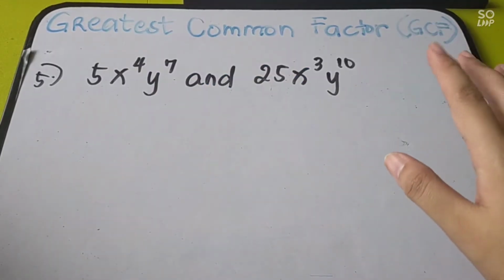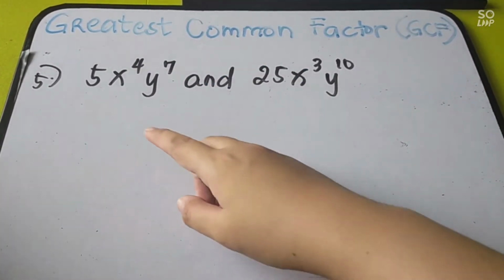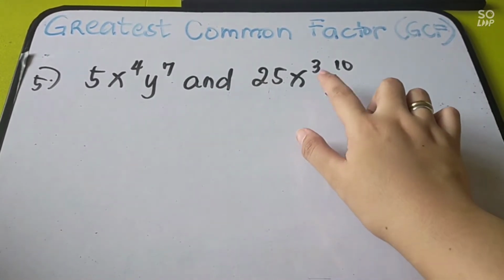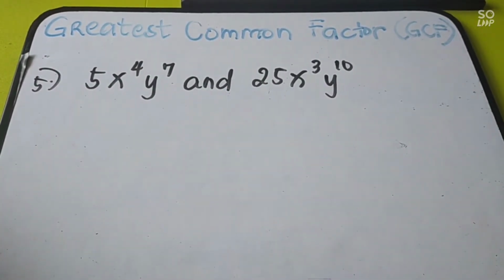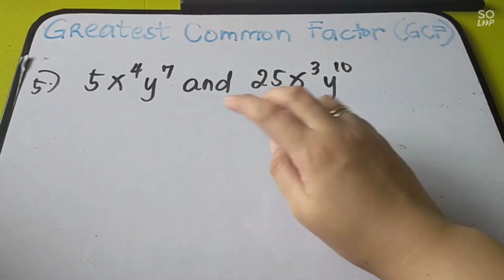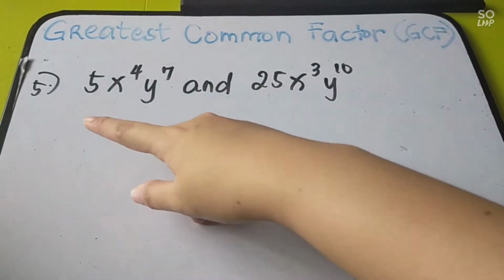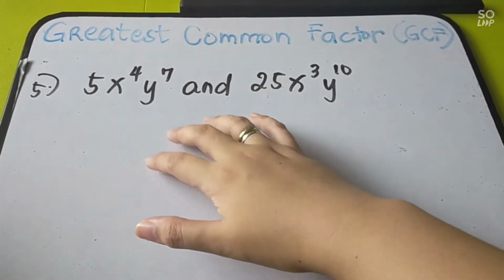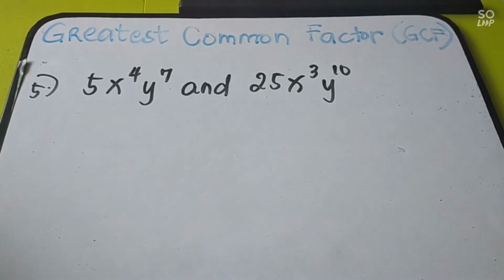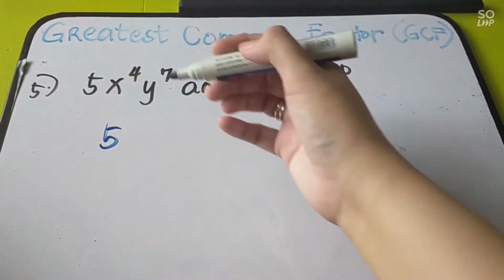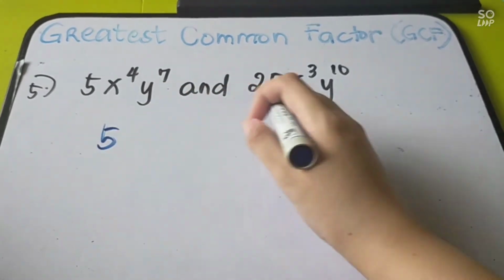Let's have the last example for the GCF. We have here 5x raised to 4, y raised to 7, and 25x cubed, y raised to 10. Let us find for the GCF. So, since may numbers tayo at saka variables, doon muna tayo kay number. What would be the GCF of 5 and 25? Ano yung pwede nating i-divide kay 5 and 25 na pinakamataas? So, we have here 5. So, that is the GCF for 5 and 25.